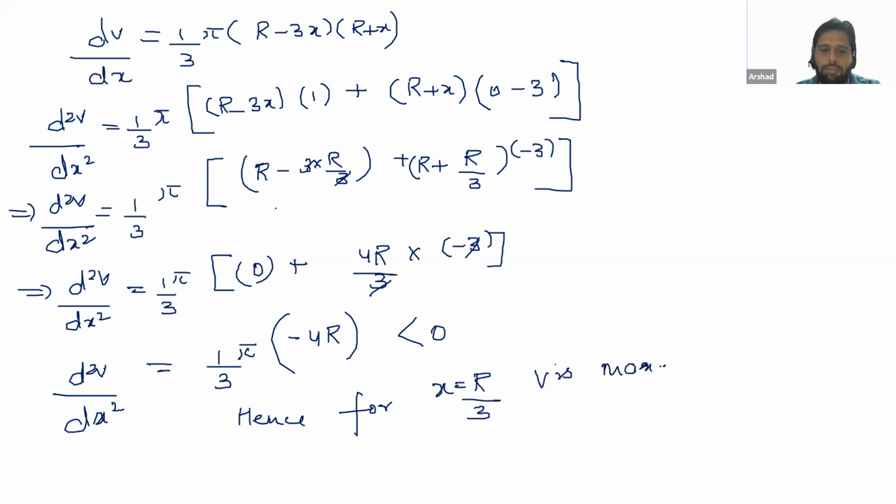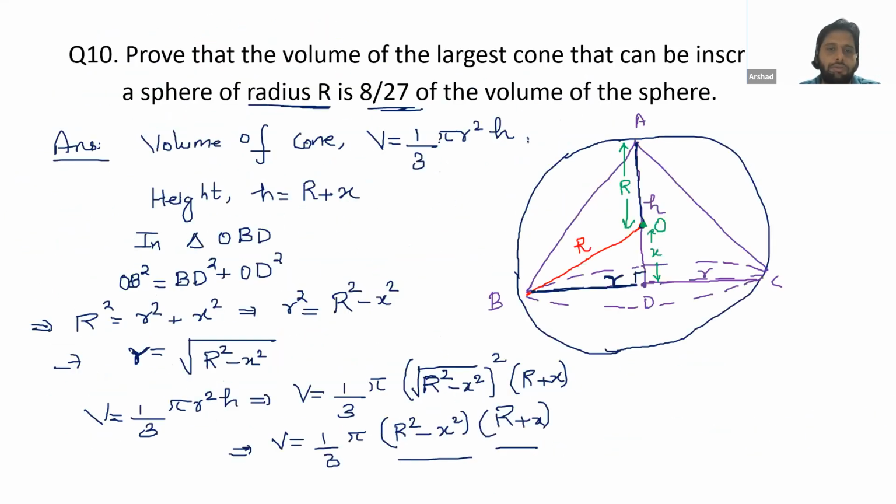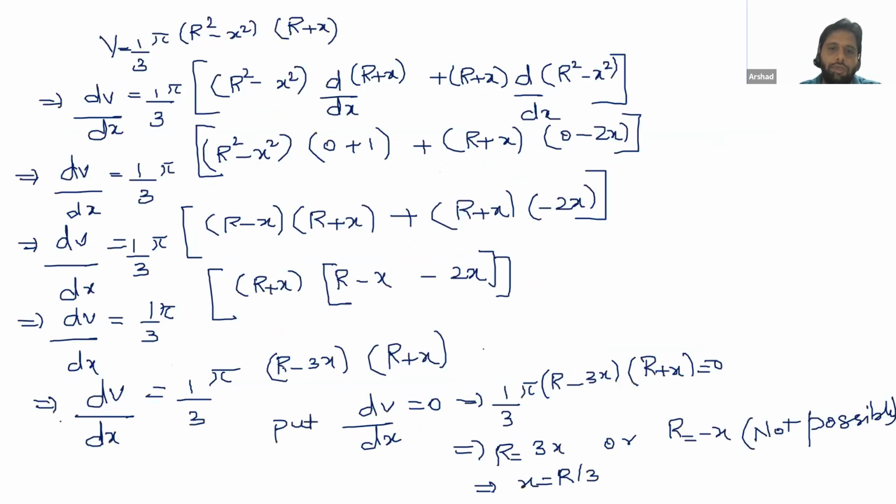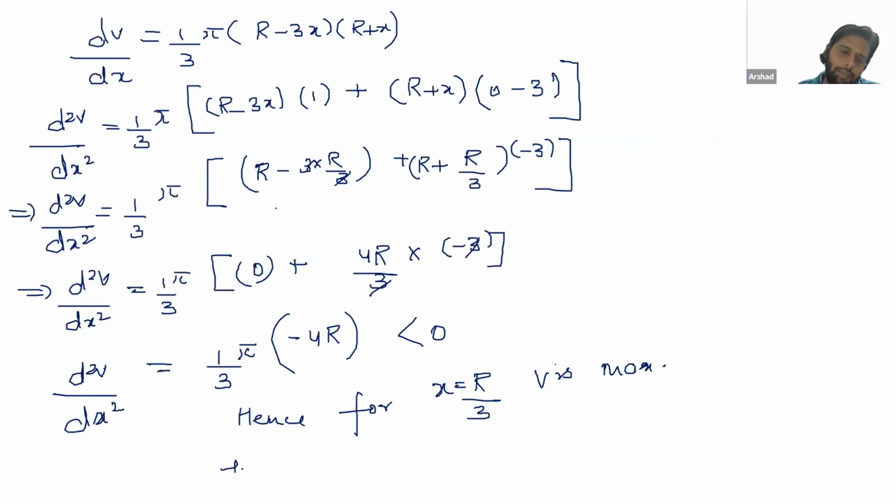Now we need to find the volume of the cone. So h is equal to r plus x. What is x? R by 3. So you will get here h equal to 4r by 3.